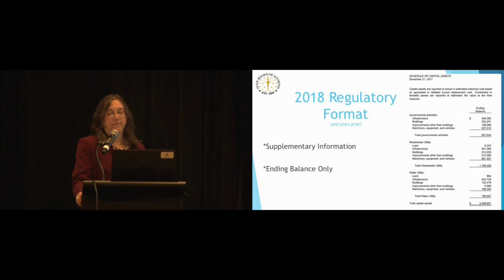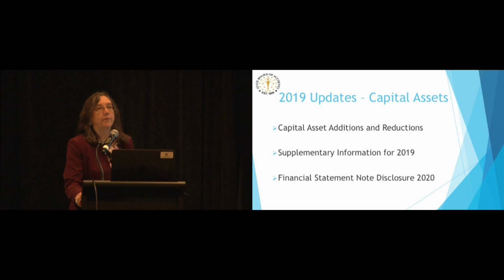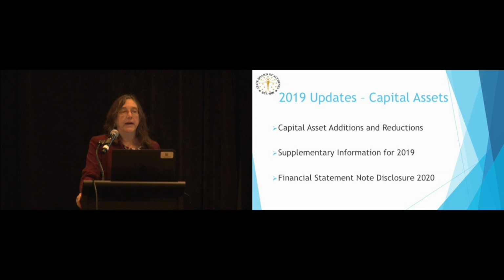For 2019 financial statements, again, this is the information you're going to be putting in next January and February in 2020, additional information will be required. You need to now report capital asset additions and reductions for the year, and that will show up in the audit report. For 2019, this information will still be shown as supplementary information, but we are going to apply audit procedures to this schedule. We will be testing internal controls over capital assets.